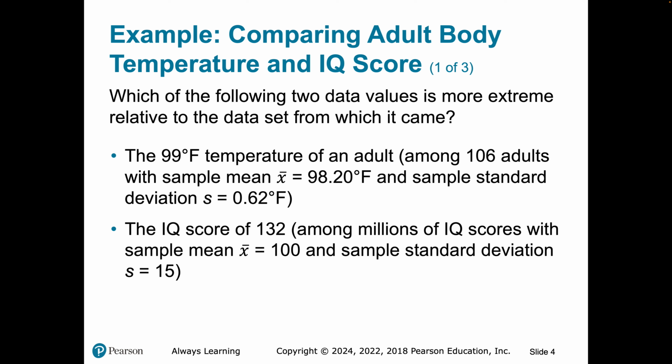The illustration I'm going to use here compares adult body temperature and IQ scores. A 99-degree temperature among 106 adults, with a sample mean of 98.2 and a sample standard deviation of 0.62, versus an IQ of 132, with a sample mean of 100 and a sample standard deviation of 15. How do these two compare?